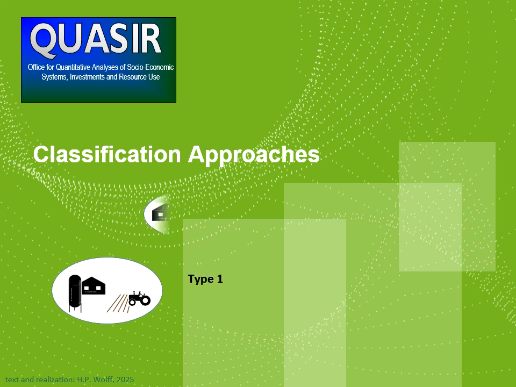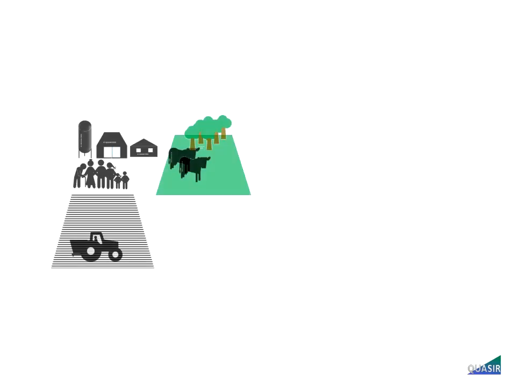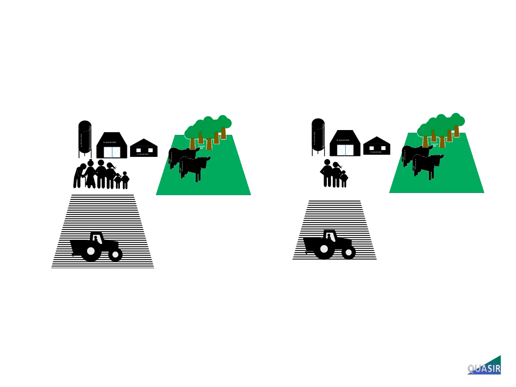Approaches for classifying farming systems. Farming systems with identical resource endowment and resource use are rare. Differences can be found, for example, in family size and the age of family members, land sizes and the number of livestock, financial and machinery capacities, or access to natural resources.